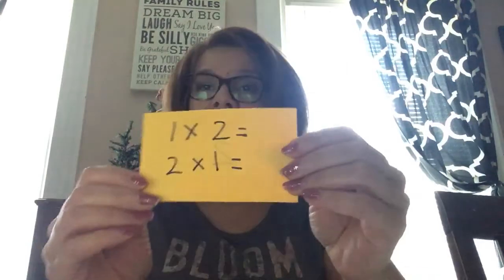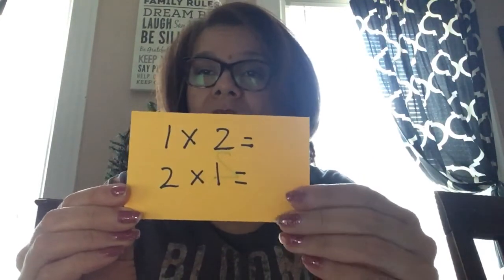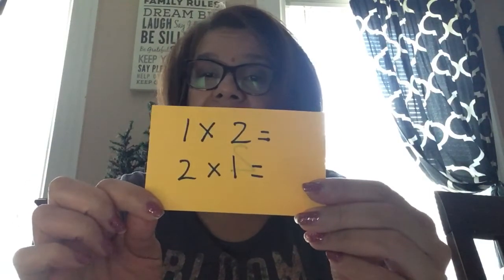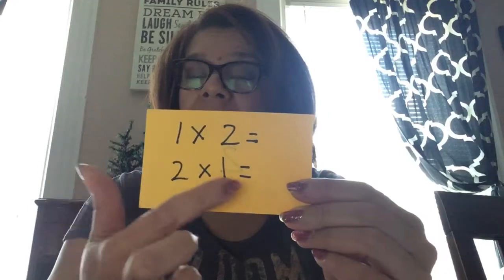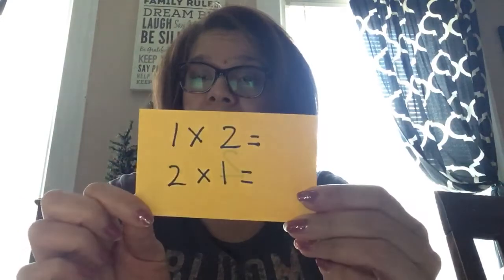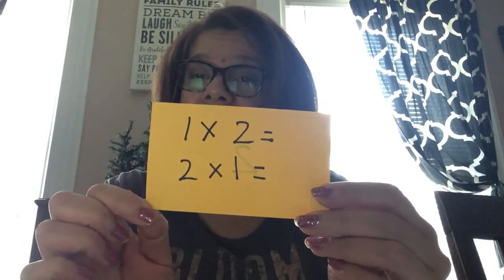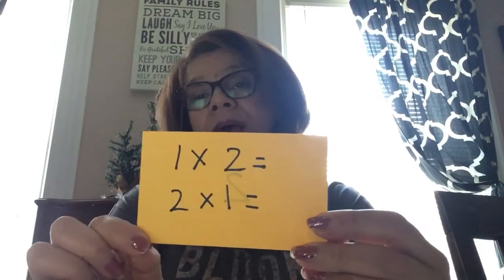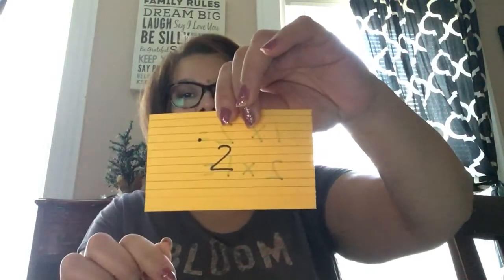All right, before we go on to today's lesson, I want to review some basic facts we learned yesterday. Here we have 1 times 2. You see it written here 2 ways. Remember, the commutative property says that it doesn't matter the order of the factors. The product will always be the same. So 1 times 2 is the same as 2 times 1, and both equal 2. Good.